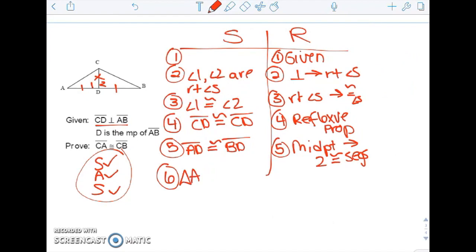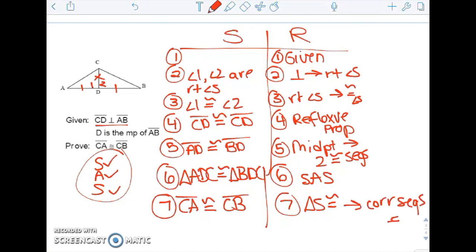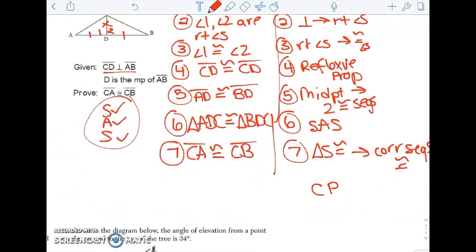So triangle ADC is congruent to triangle BDC by side angle side. And now that they're congruent, I can say that means CA is congruent to CB because you can say one of two things. Triangles congruent implies corresponding segs congruent, or CPCTC. Again, if you're going to say this, it's got to be written perfectly and in that order. So I would err on the side of writing this where it could be in your own words a little.